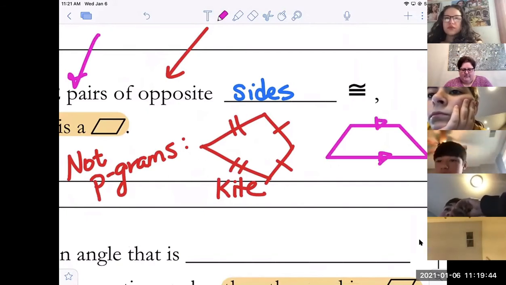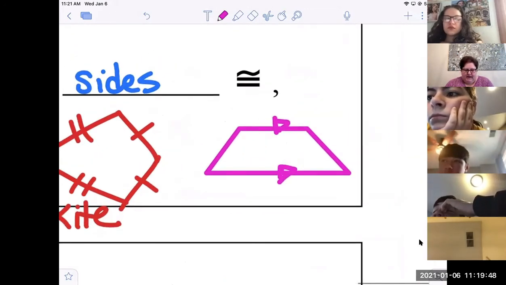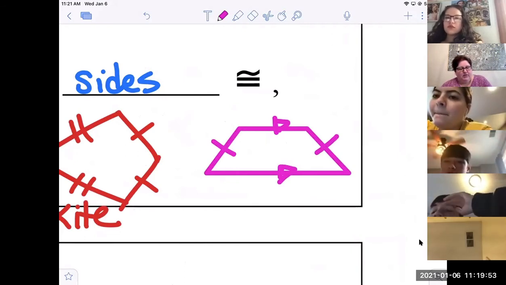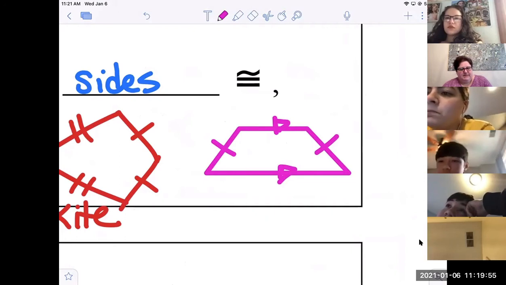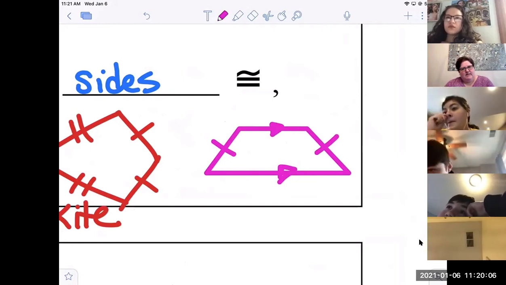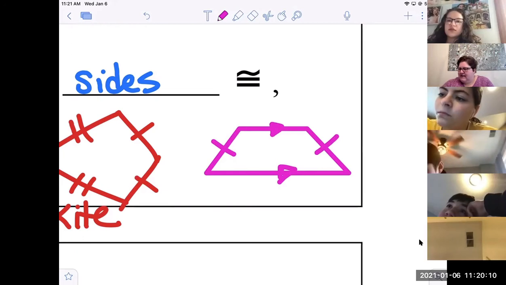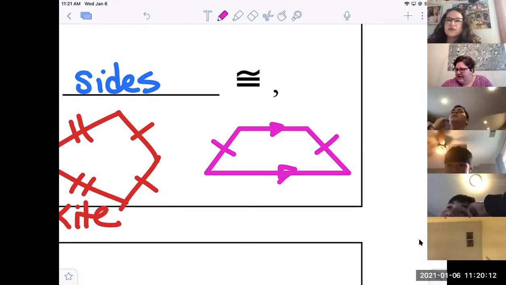What is that? A trapezoid. Does anybody know what you call it when the legs are congruent? It's a specific kind of trapezoid. Okay. What do you call a triangle that has at least two congruent sides? Isosceles.